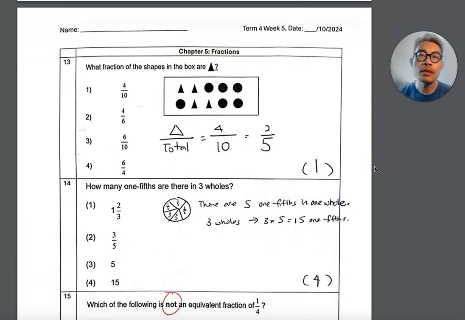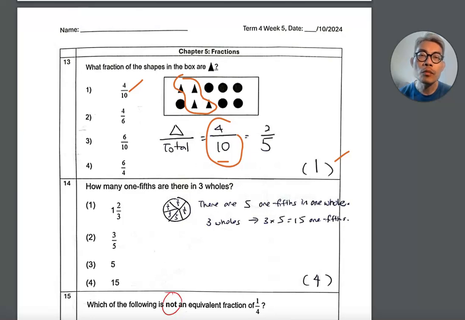Next one, question 13. What fraction of the shapes are triangles? So firstly, how many shapes are there altogether? You can count, right? There are 1, 2, 3, 4, 5. There are 10 shapes altogether. And how many are triangles? 1, 2, 3, 4. There are 4 triangles, and that's the fraction. And I see 4/10 here. So 4/10 is the answer.